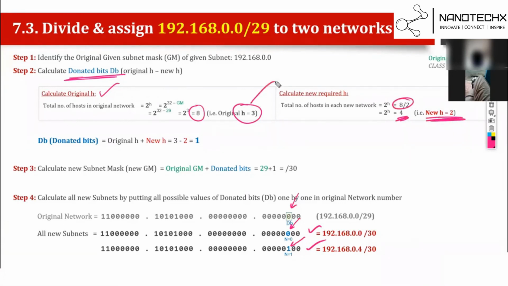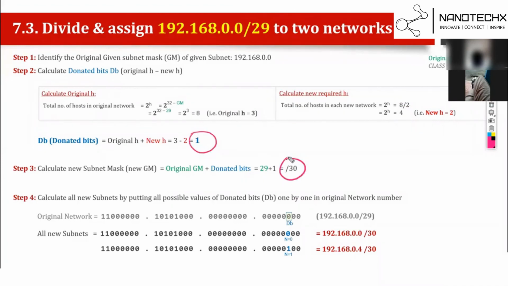So original is 3 and this one is 2. So original H minus new H. This is minus, guys, not plus. So typing mistake. So 3 minus 2 is equal to 1. Then the new subnet mask will be how much? It should be added with the donated number. So /29 plus 1 gives us /30. So the new subnet mask will be /30 and donated bits is 1. So we have to calculate 2 things, very easy. Calculate the donated bit and calculate the new subnet mask by adding this donated bit to the original one. So we found it 1. We added it to 29, we got 30. So we got these 2 things.